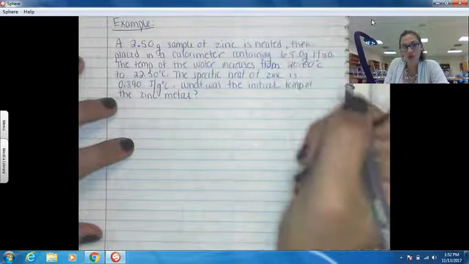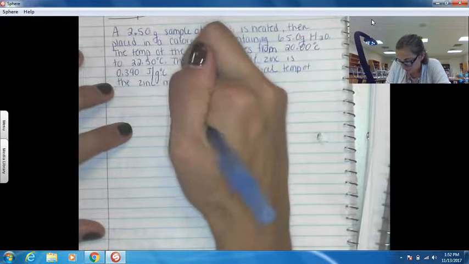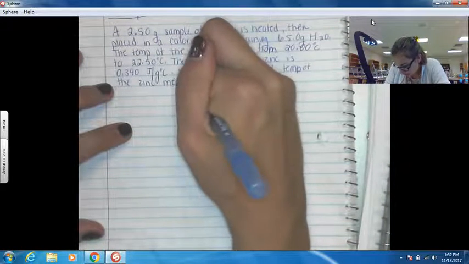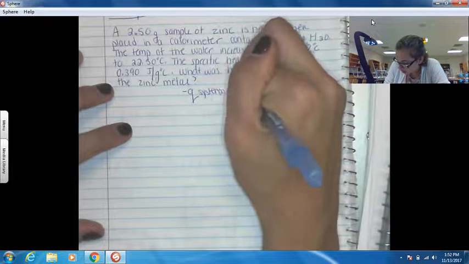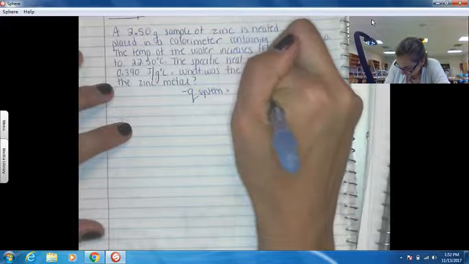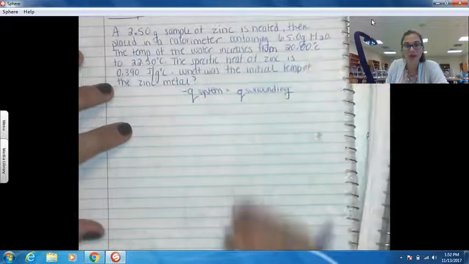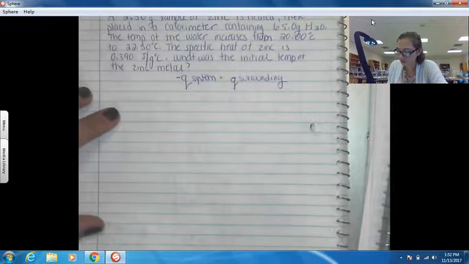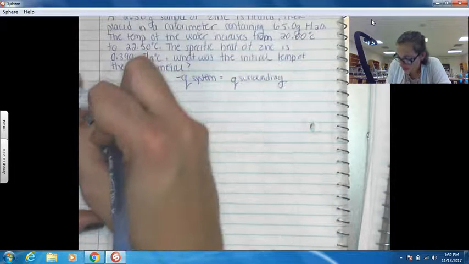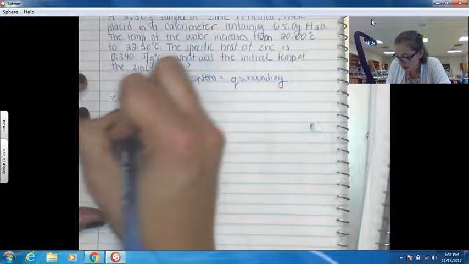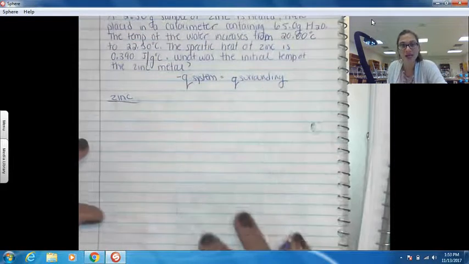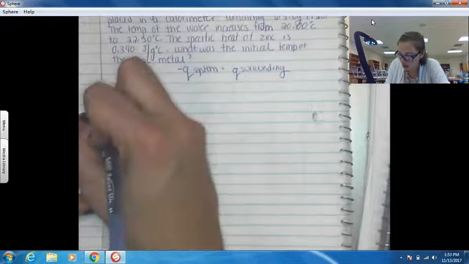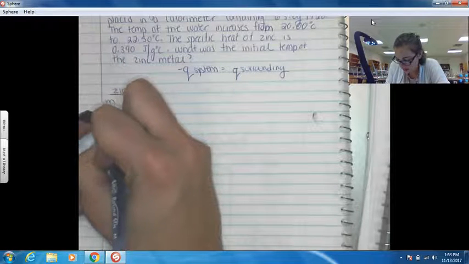Okay, so let's think about this. We have negative Q of the system is equal to Q of the surroundings. So let's figure out what we know and what we're looking for. Our system is our metal. So in this case, it is zinc. So we know that Q is equal to MC delta T.